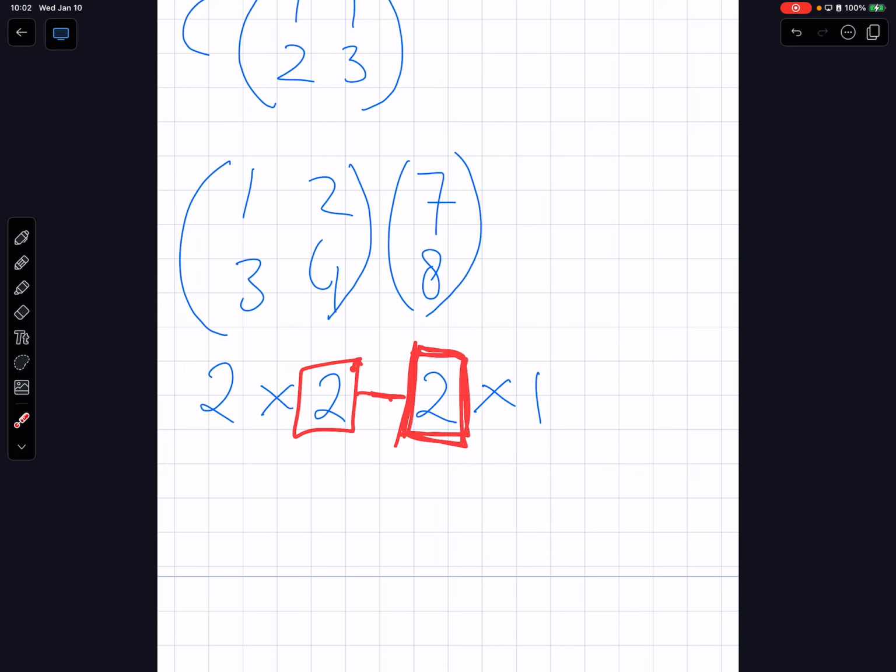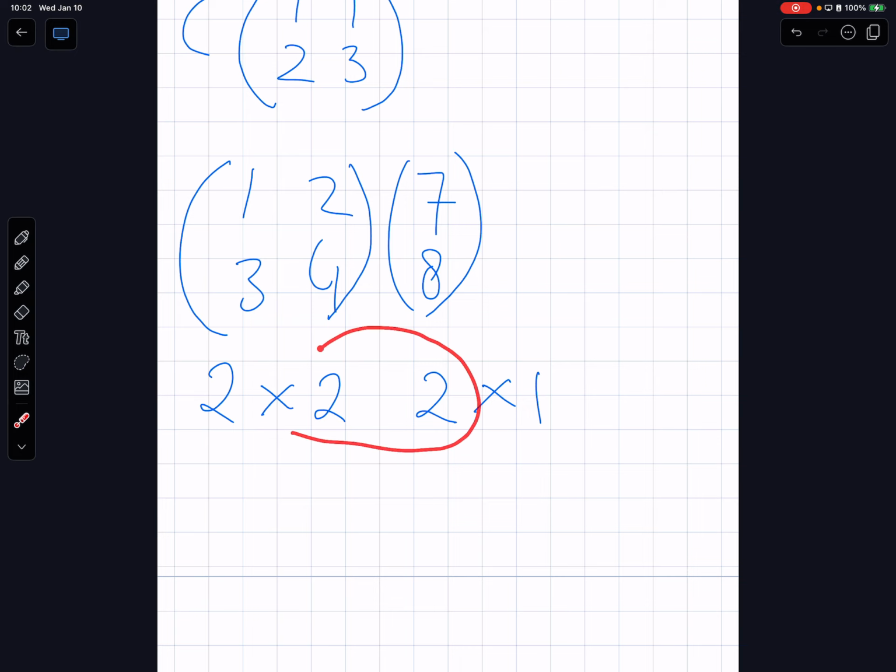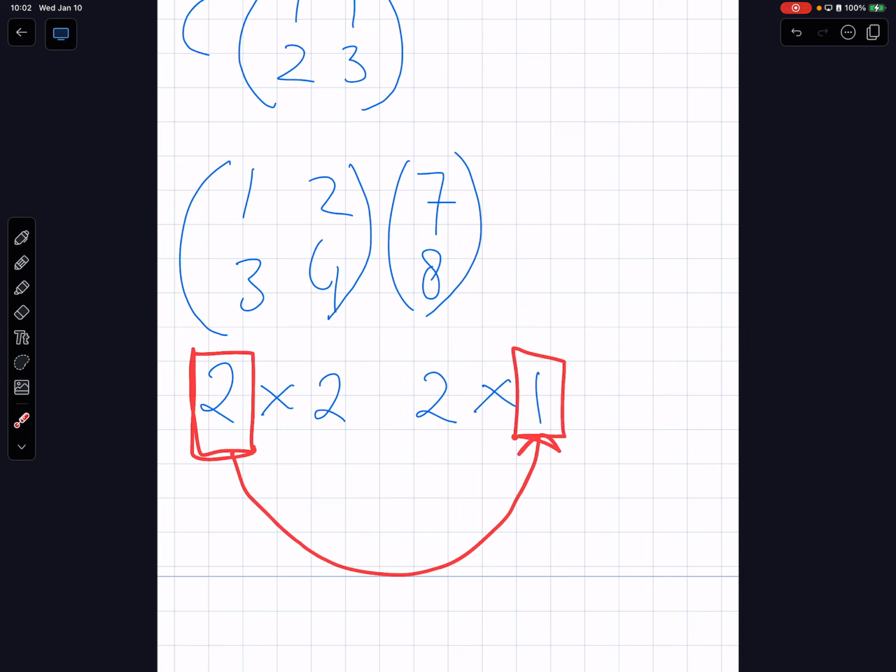Now, what is my answer? My answer has to be 2 rows and 1 column. So that's your answer. They can be multiplied because the column of the first matrix matches the rows of the second matrix. My answer has to be 2 rows and 1 column. That's how you know what your answer has to be.